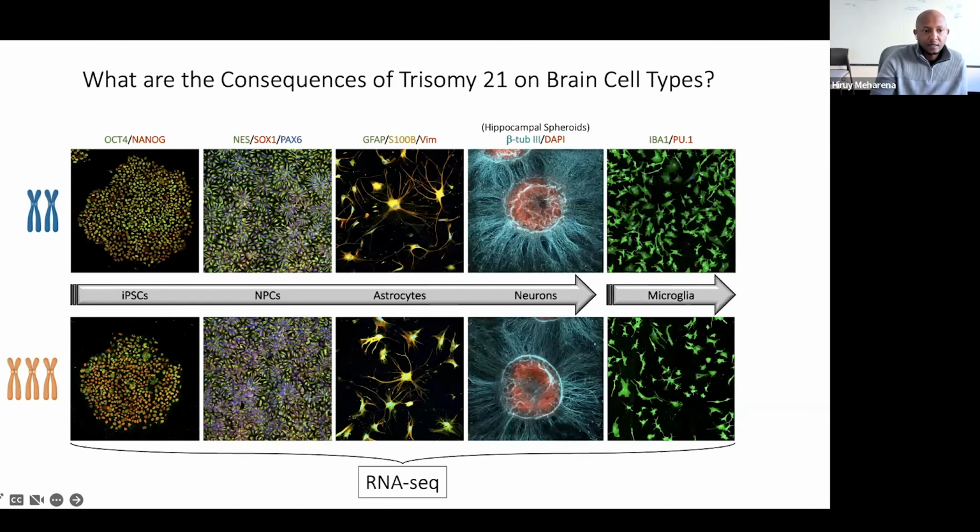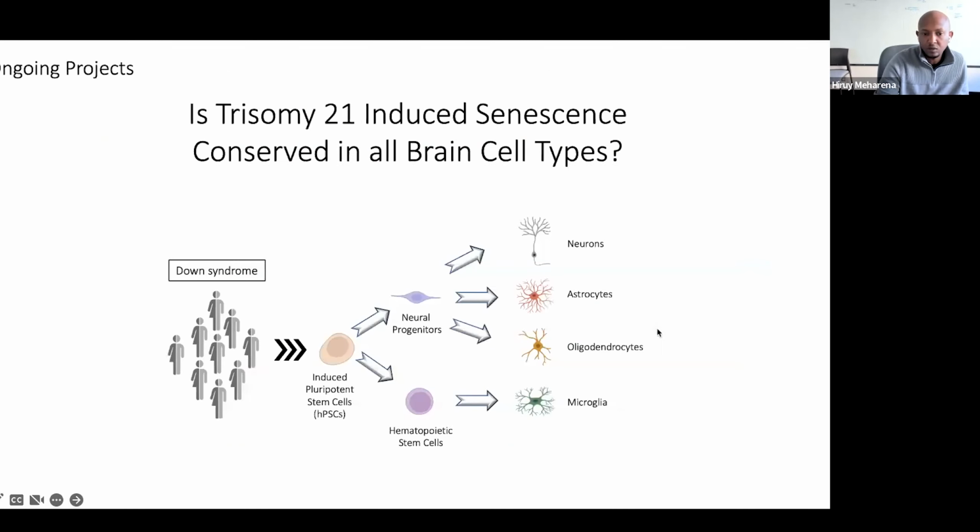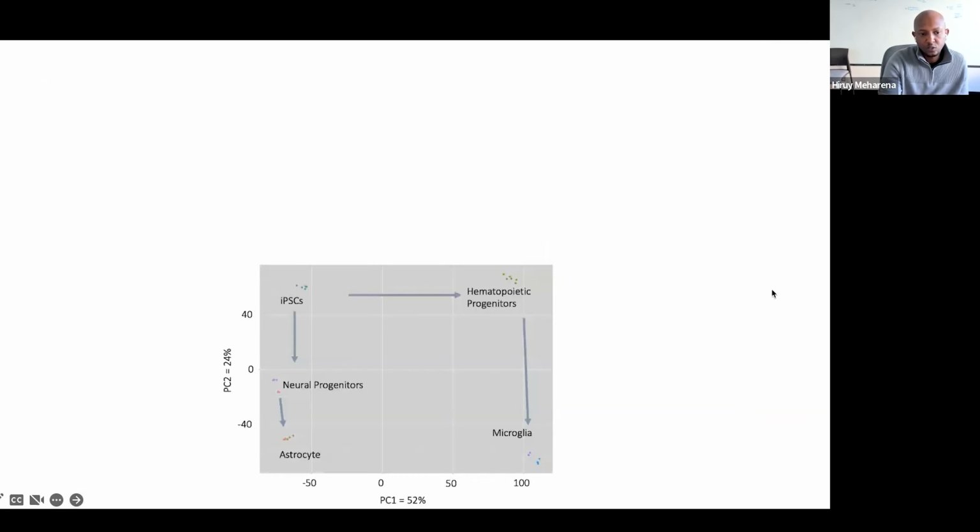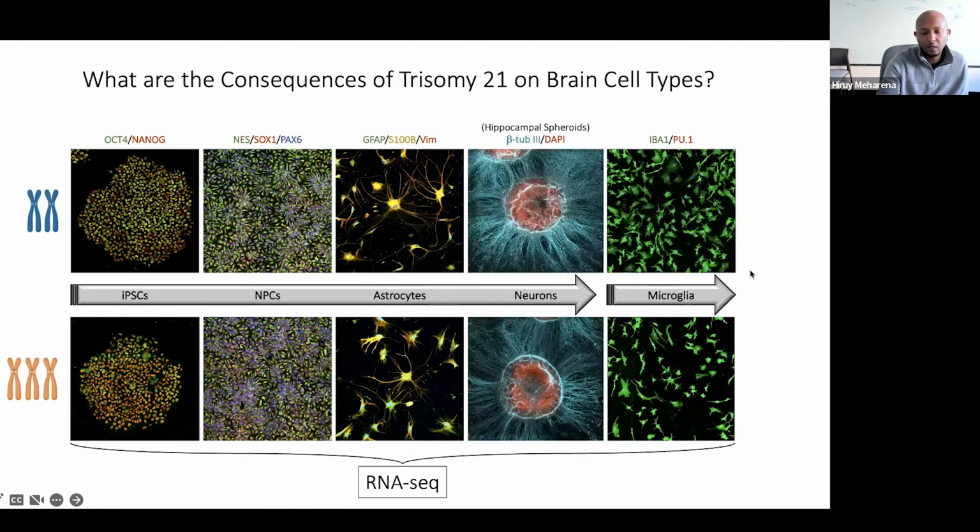And here is just to show you our system. We've optimized these protocols so that we get cells that actually mimic what we observe in the brain morphologically, as well as at the molecular signature level. And microglia, like I mentioned, are derived from hematopoietic progenitor cells, as shown here in our cartoon. So they have a different lineage. So we wanted to understand if this whole system of senescence is a progenitor phenotype that actually transduces to the later phenotypes as well. And so this is just looking at the RNA sequencing data sets.